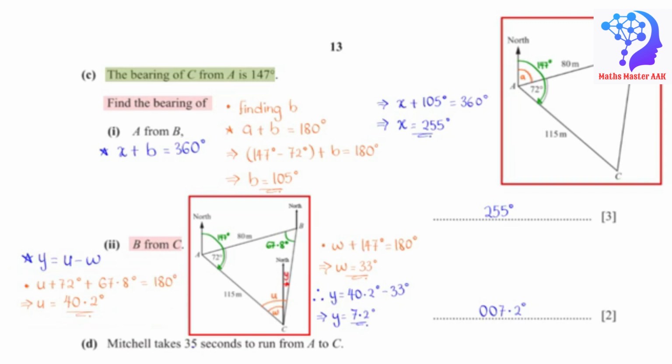W and 147 degrees are interior angles, and so this means that W plus 147 degrees is equal to 180 degrees. This gives us W is equal to 33 degrees. When we put these values into the equation for Y, we have Y equals 40.2 degrees minus 33 degrees. This gives us Y equals 7.2 degrees.